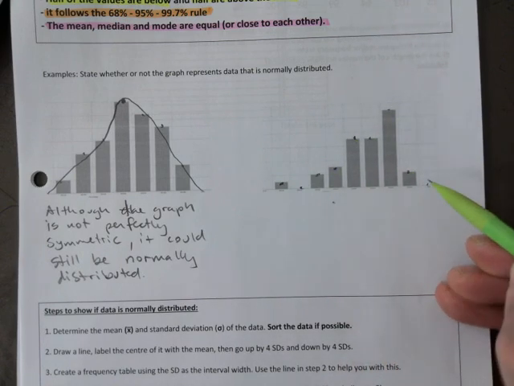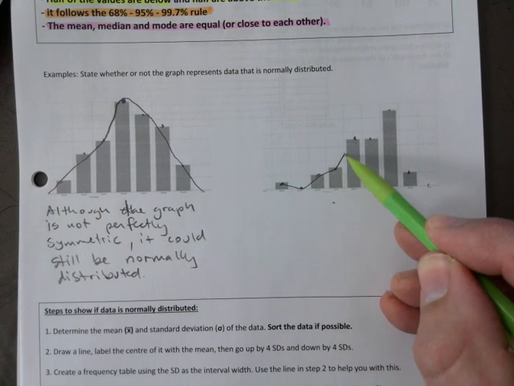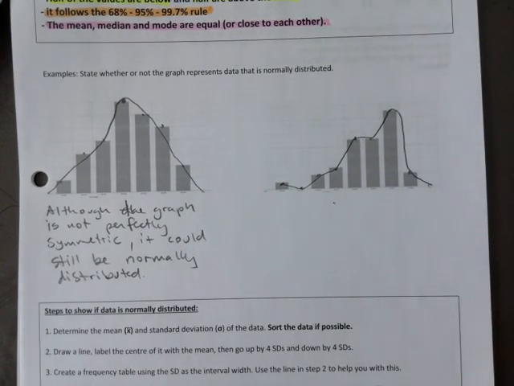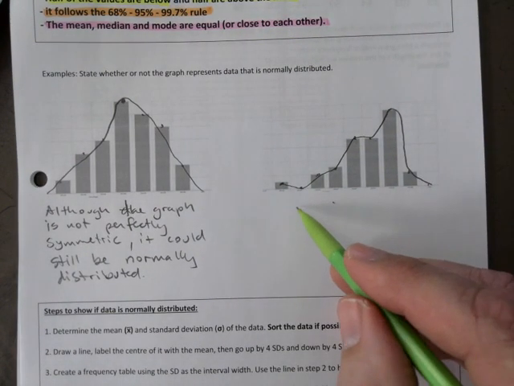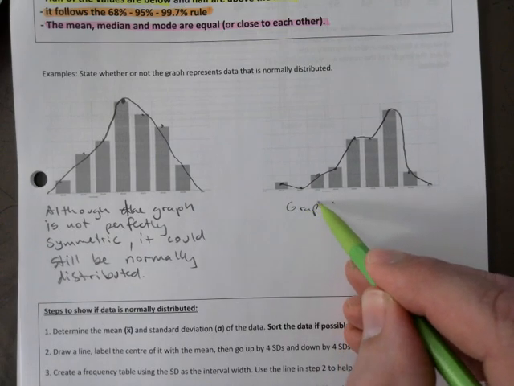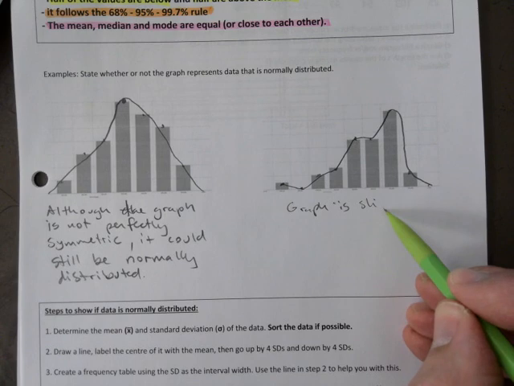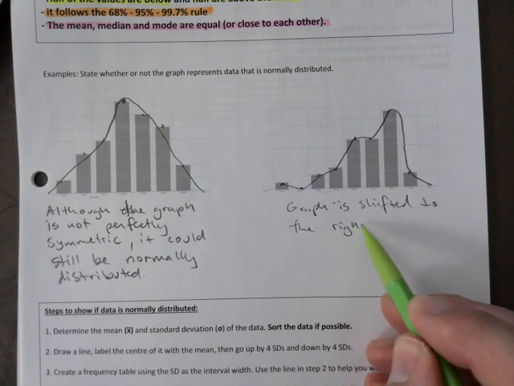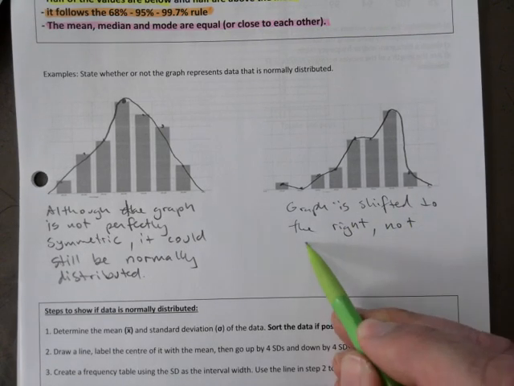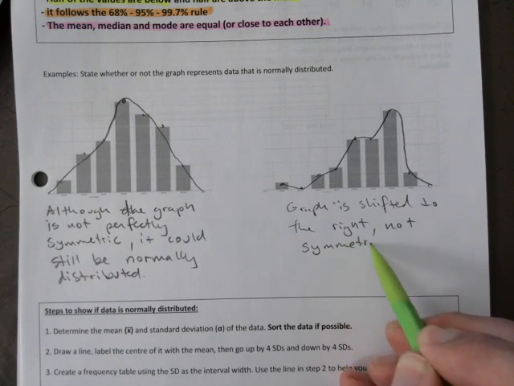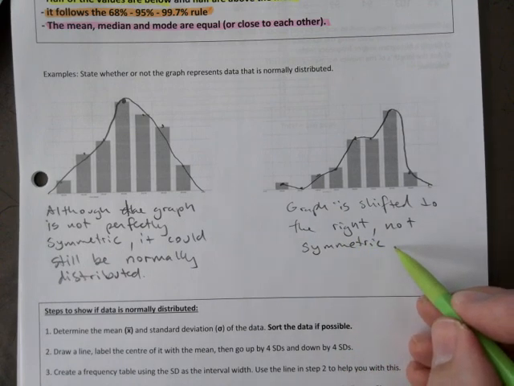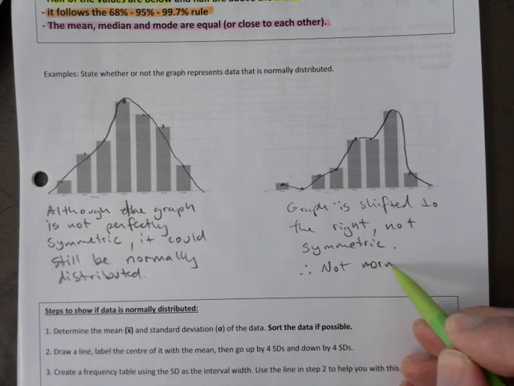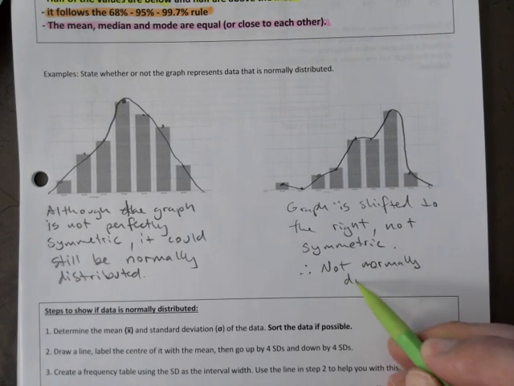I think you could probably guess that this one is not really going to meet the criteria if you connect the midpoints. The graph is shifted to the right, not symmetrical. Therefore, not normally distributed.